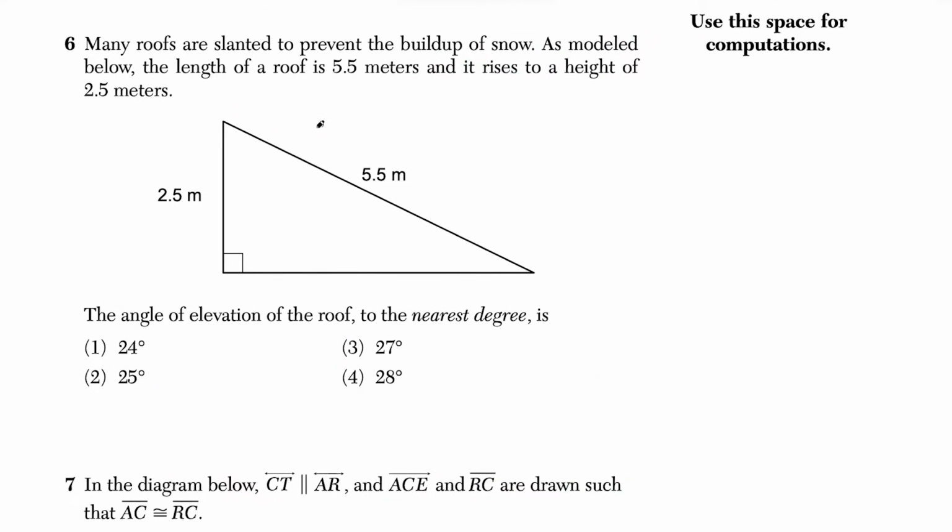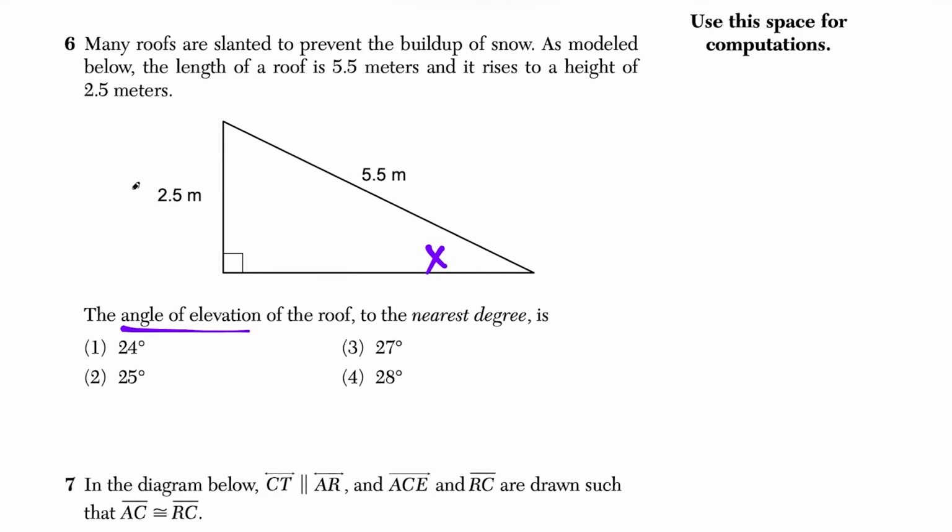Question 6. Many roofs are slanted to prevent the buildup of snow. As modeled below, the length of a roof is 5.5 meters, and it rises to a height of 2.5 meters. The angle of elevation of the roof to the nearest degree is... and for this one, we're looking for this angle over here. So we'll call this angle x. And I know we're looking for this angle because the angle of elevation starts from the bottom and goes up like this.